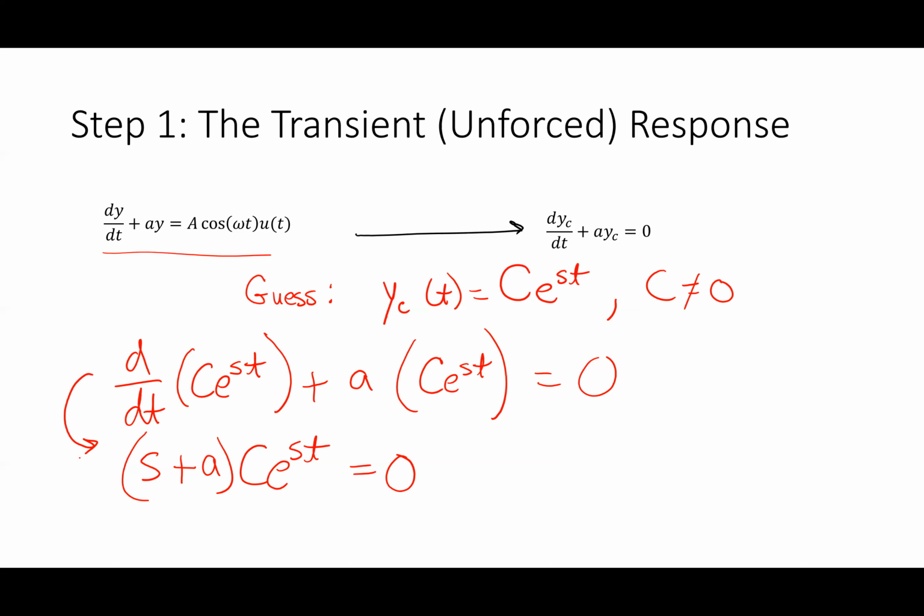So when I look at that, I basically have three factors. I have a times b times c equal to 0, where this is a, this is b, and this is c. Three factors multiplying each other equal 0, so any one of them can make that expression equal to 0. But what do I know about c? It can't be 0. That was one of the choices I made. What about e to the st? Is e to the st ever 0 for any t value? No, for no finite value of t, at least, is that ever equal to 0. So it has to be the case that s plus a is equal to 0, so s is equal to negative a.